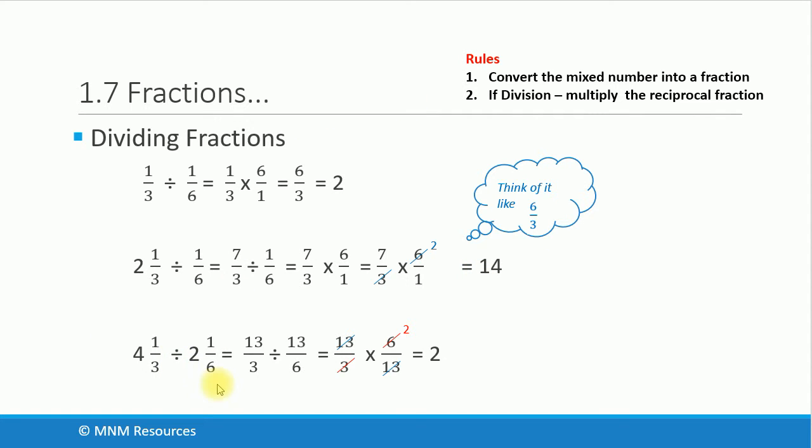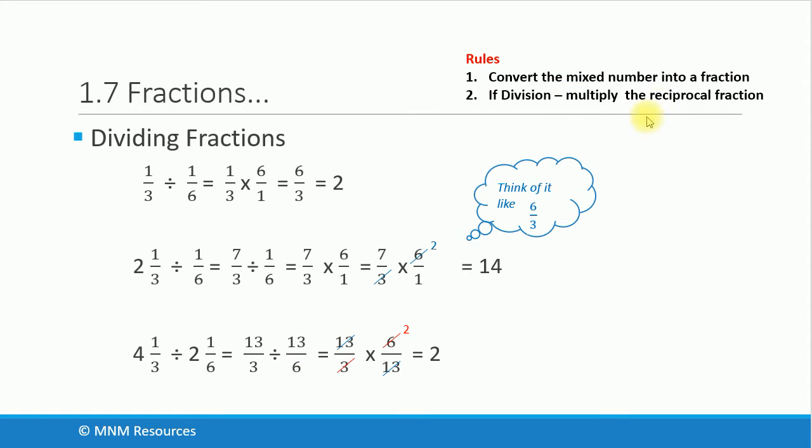Let's look at yet another example. This one involves two mixed numbers. So first we have to convert them into simple fractions. 4 times 3 is 12. 12 plus 1 is 13. Keeping the same denominator, your first simple fraction is 13 by 3. 6 times 2 is 12. 12 plus 1 is 13 again. So you have 13 as the numerator, and you keep the denominator 6, giving you 13 by 6.